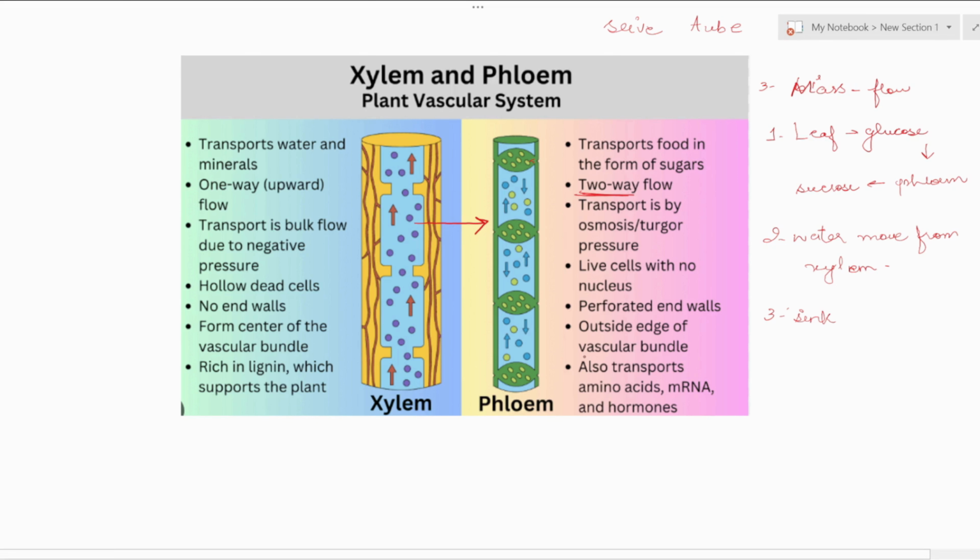Now the food is, what do we say, unloaded over here into the sink. Food is unloaded and converted into starch. Food is stored as starch. Now, because the food is unloaded, water moves back to the xylem.